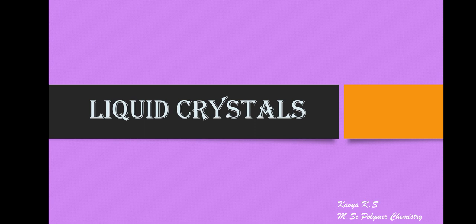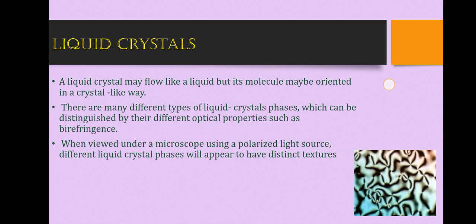Liquid crystals may flow like a liquid, but their molecules are arranged in a crystal-like way. There are many different types of liquid crystal phases, and they are distinguished by different optical properties. When viewed under a microscope using a polarized light source, we can see that the different liquid crystal phases have distinct textures.